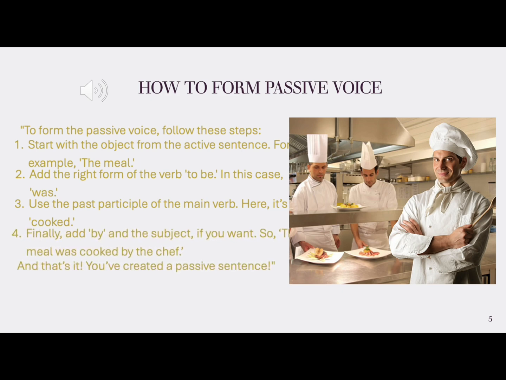How to form the passive voice. Number 1. Start with the object from the active sentence, for example, the meal. Number 2. Add the right form of the verb to be. In this case, it is was. Number 3. Use the past participle of the main verb.